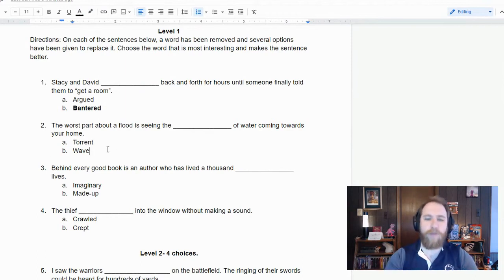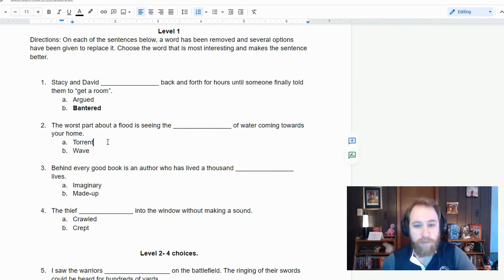So a wave of water, waves can be small, waves can be little, waves can be done in a crowd with thousands of people outside a football game. But a torrent of water, right? That's something very different. That's fast moving, fast flowing, a lot of water, very dangerous. Okay. So the best one here is torrent.